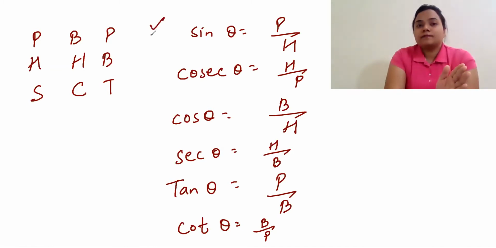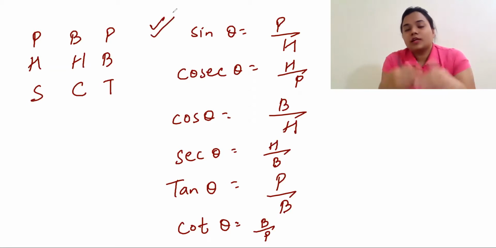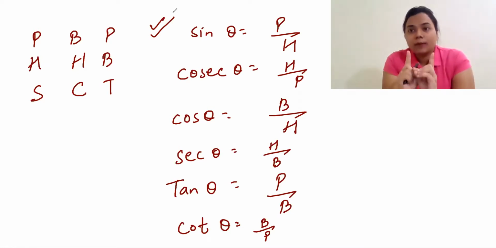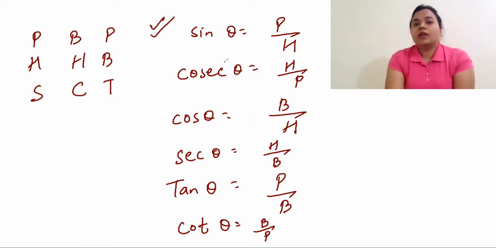So these are the ratios that we need to find any side of a right angle triangle. Remember, trigonometric ratios are only applied in a right angle triangle, not any other triangle. Clear? Now let us see what theta is.